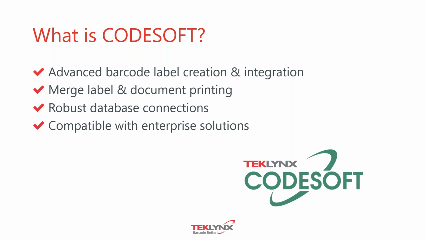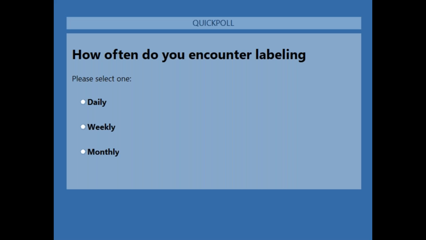We're going to launch a quick poll before we jump into the topics. You should be viewing that on your end shortly. Just curious how often some of you encounter labeling issues, either daily, weekly, or monthly.